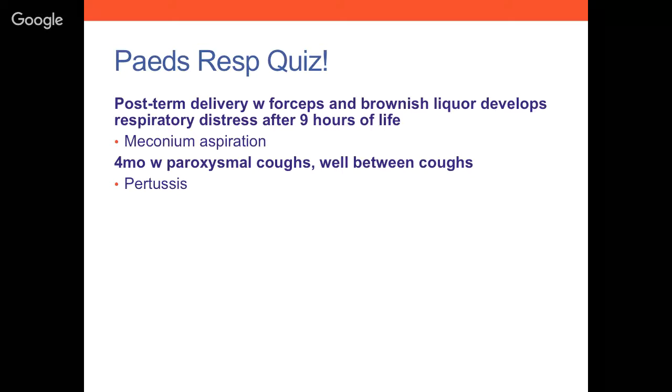A 4-month-old with paroxysmal coughs, and they're well between the coughs. Yep, whooping cough, so pertussis, and they're less than 6 months old. And if they were 12 months old, what are you thinking about the family and their beliefs? Oh, they haven't been vaccinated. Yeah, because less than 6 months is unvaccinated already. Cool. And also, again, if a kid has pertussis, think about vaccinating all the people around them, isolate, all that jazz.